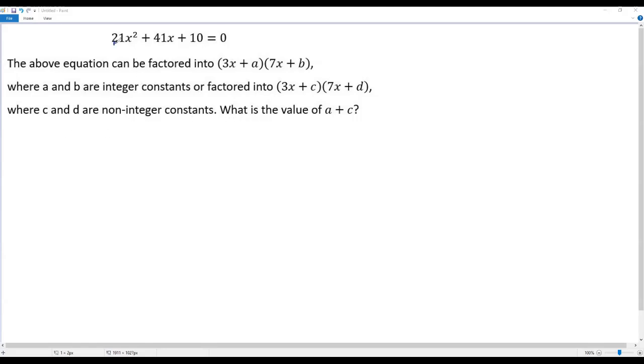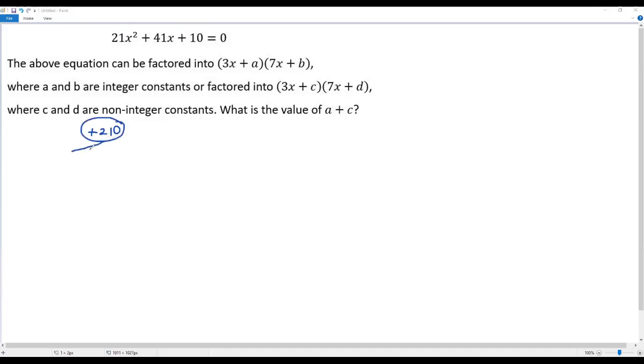Okay, first let's factor the given quadratic equation. Here the coefficient of x² in the given quadratic equation is not 1, it is 21. So to factor the quadratic expression on the left side, we have to multiply the constant term +10 by the coefficient of x². When I multiply this +10 by 21, I am getting +210.